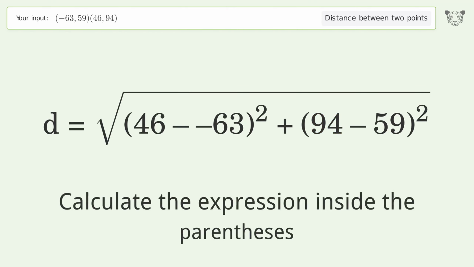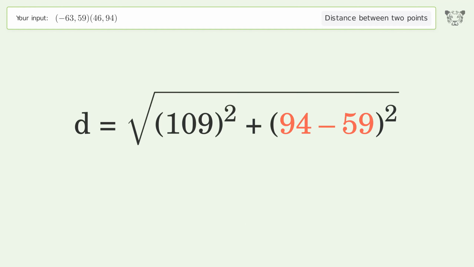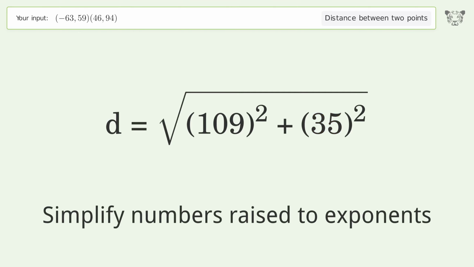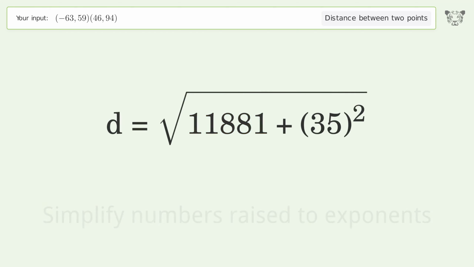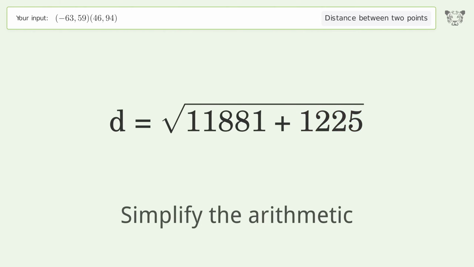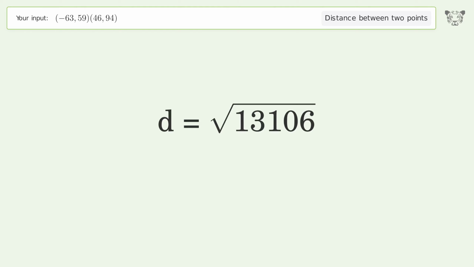Calculate the expression inside the parentheses. Simplify numbers raised to exponents. Simplify the arithmetic. And so the distance between the 2 points is the square root of 13,106, or 114.481.